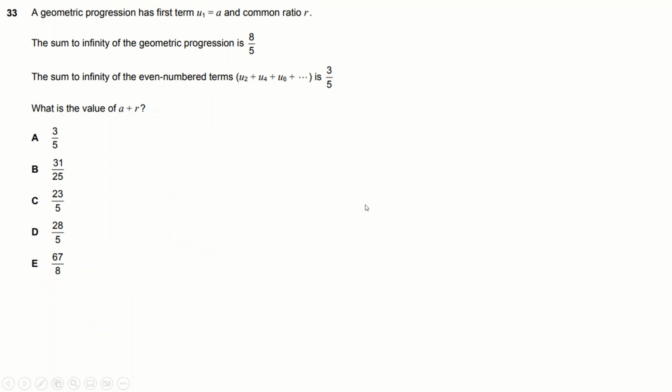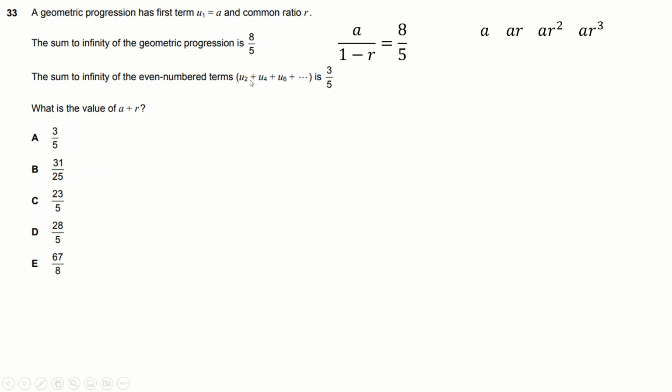Good. Question number 33. Quite a nice question here. So you've got a geometric sequence. It starts A, you times it by some number r to get AR, then AR squared, then AR cubed, and so on. It's telling you that the sum to infinity, which is this formula here, is 8/5, A over 1 minus R. Now, just make a note here. R has to be between -1 and 1 for that to work, non-inclusive. So just make a mental note of that in your head, or just write it down.